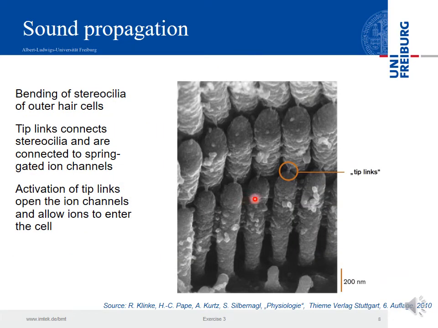Scanning electron micrograph here of the stereocilia of the outer hair cells, and we have spring-gated ion channels, and activation of the tip links here opens the ion channels and allows ions to flow into the cells, and thereby this results in the other end of the cell in the release of neurotransmitters in the synaptic cleft as shown before.